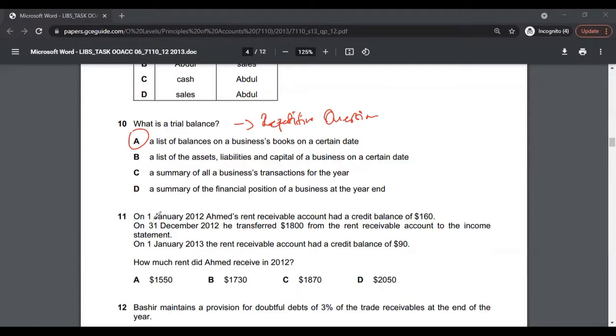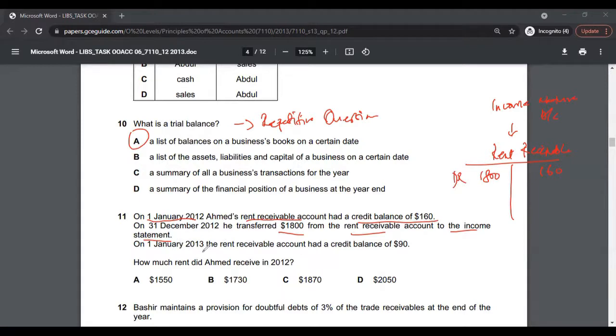Multiple choice 11. On 1st January 2012, Ahmad's rent receivable account had a credit balance of 160. So this is the rent receivable account, basically an income nature account, and therefore it has a credit balance of 160. On 31st December, he transferred 1800 from the rent receivable account to the income statement. So he reduced from the rent receivable account, and therefore this would be on the debit side.